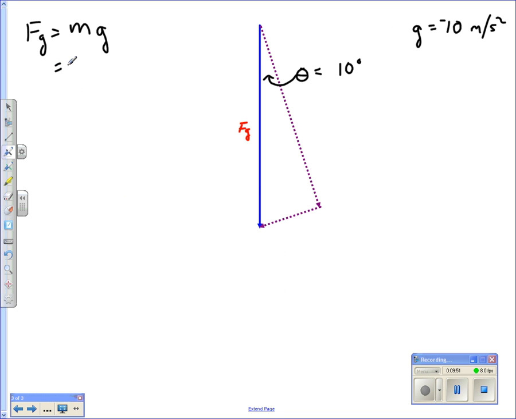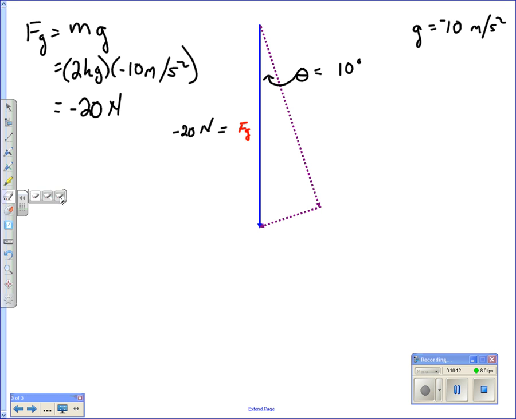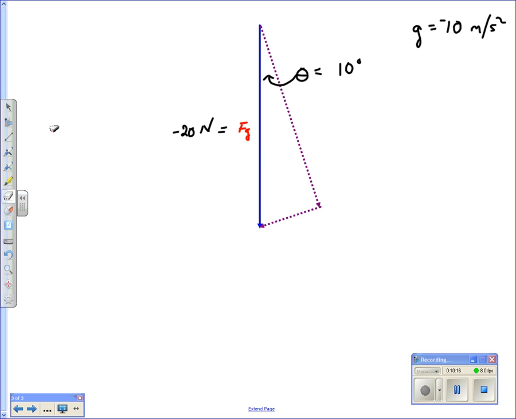So I'm going to have 2 kilograms times a negative 10 meters per second squared. Okay, and that ends up giving me a negative 20 newtons. Okay, so all of that is going to be here. It's going to be a negative 20 newtons. And now that you've seen it, I'm just going to go ahead and erase it to conserve space.